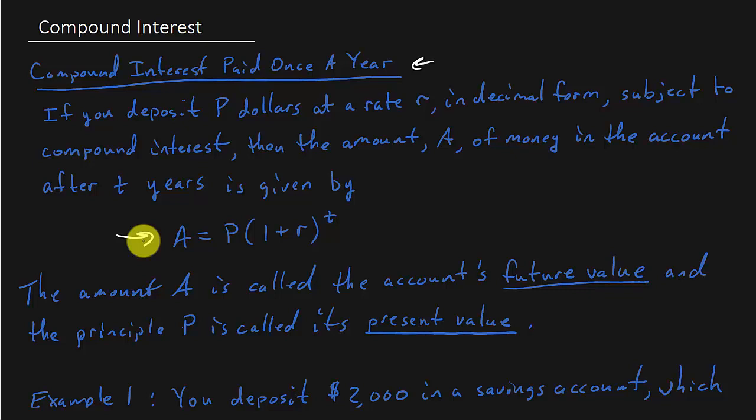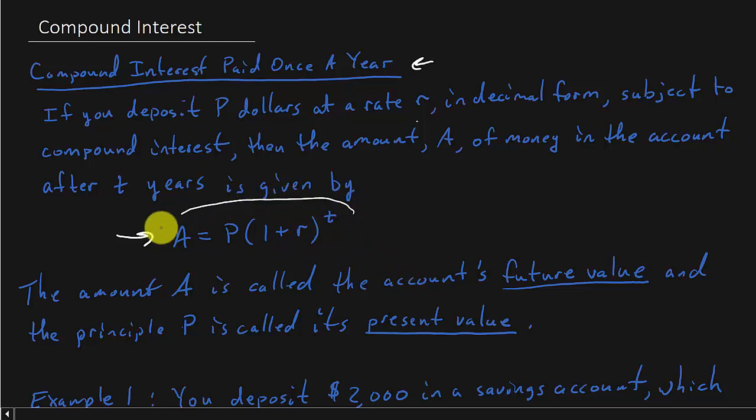So compound interest is interest that's computed on the original principal as well as any accumulated interest. So if you deposit P dollars at rate R, where R is in decimals, that's your interest rate. They'll give you the interest rate as a percent, and you need to convert it to decimal. Subject to compound interest, then the amount A of money in the account after T years is given by A equals P times (1 plus R) raised to the T. So this is your formula.